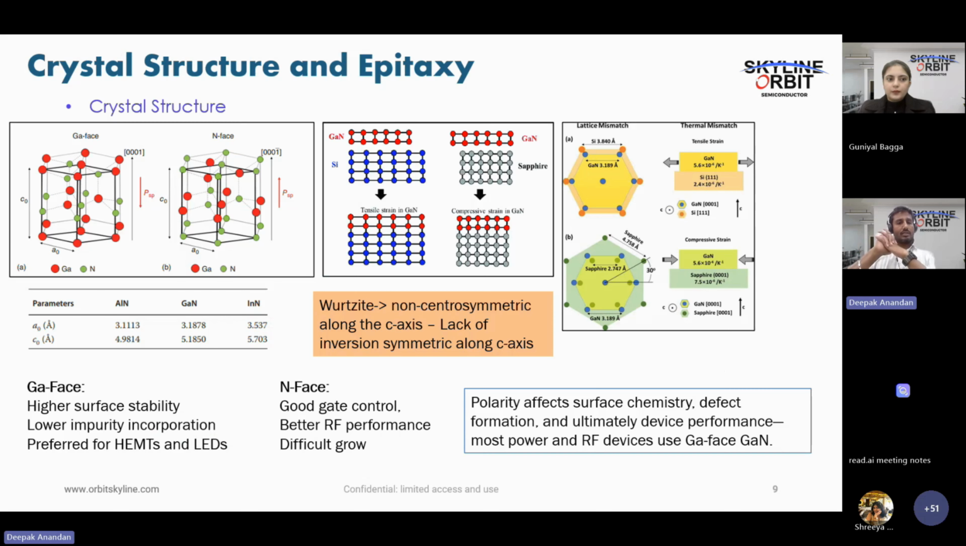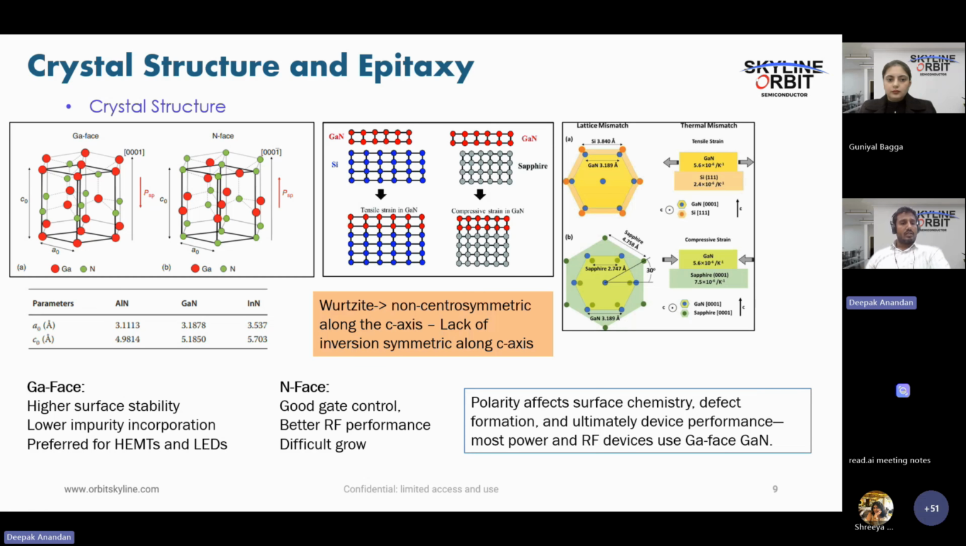If you look into the crystal structure, gallium nitride always exhibits the wurtzite crystal structure, which is non-centrosymmetric. It means that along the C-axis, there is no symmetry. This non-centrosymmetric crystal structure is one of the key advantages why HEMT is playing a major role, because it contributes to the sheet carrier density at the 2DEG.